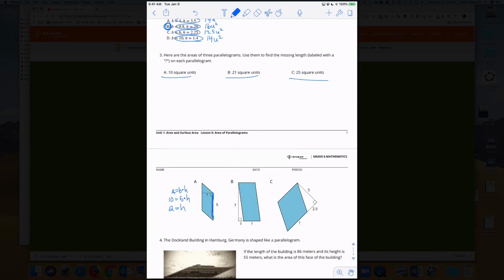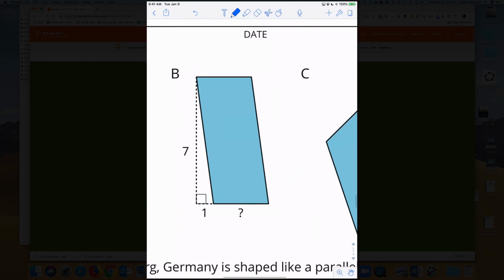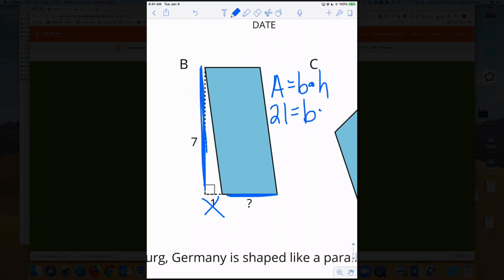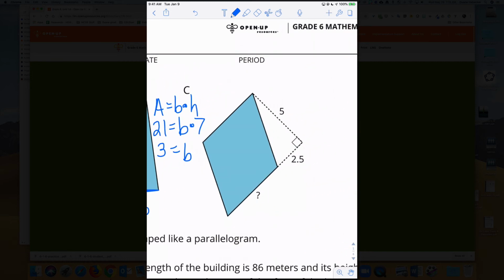Here, we're told that the area is 21. So if the area is base times height, and the area is 21, and we don't know what the base is, this 1 does not matter to us right now. We know that the height is 7, so that means the base must be 3. So we know that that missing value there is 3 units.